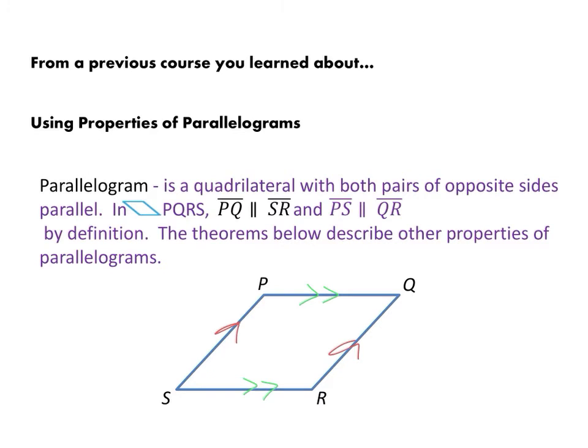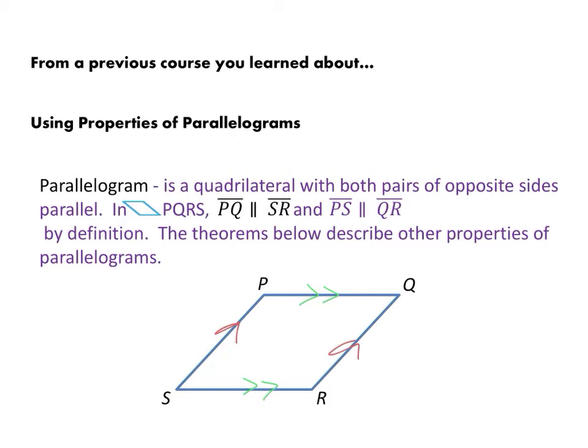All right, let's start by defining parallelograms as used from a previous course. The definition of a parallelogram is a quadrilateral, in other words, a four-sided figure, with both pairs of opposite sides parallel. So in parallelogram PQRS, by the way, this is the symbol used for parallelogram, we say that PQ is parallel to SR, and PS is parallel to QR, by the matching sets of arrows.